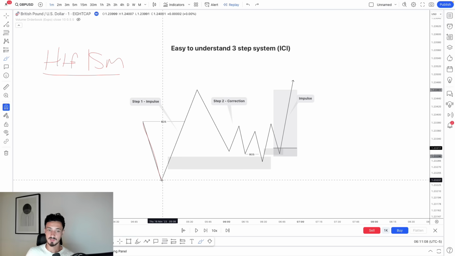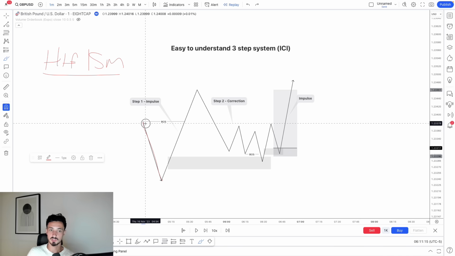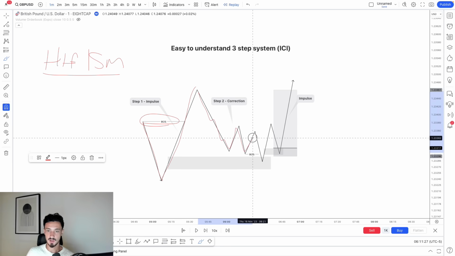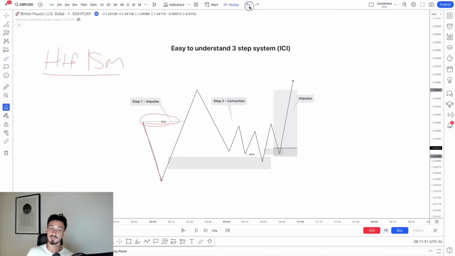That is the impulse. The impulse of step one is the market structure leg, the price leg that has just broken structure, break of structure. So step one, impulse. Step two, correction. Simply put, after every impulse, there is a correction. The correction looks on the lower time frame something along the lines of this, right? Price is putting in lower highs and lower lows as price pulls back.